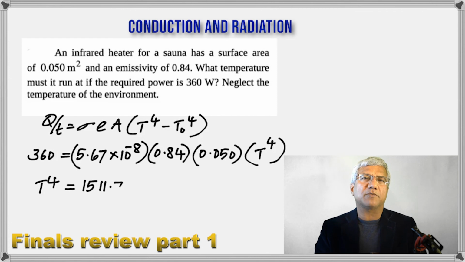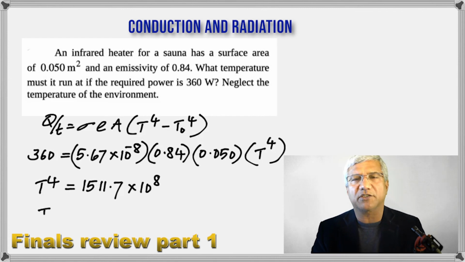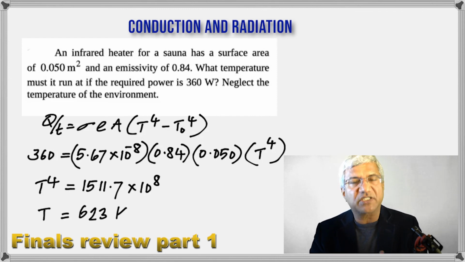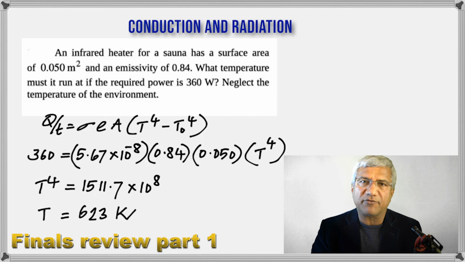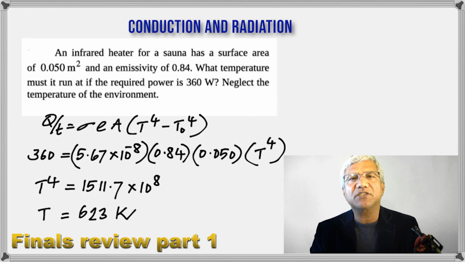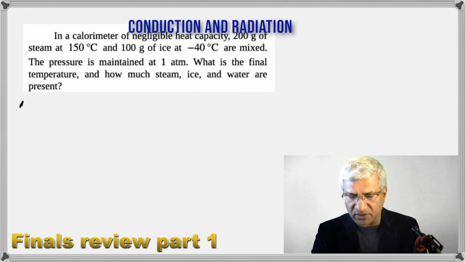When you do these problems, you have to be careful. That applies to any problem. But here you have to take the fourth root. So be careful. Rearrange, take the fourth root carefully, and you get the answer as 623 Kelvin. That's the answer, 623 Kelvin.